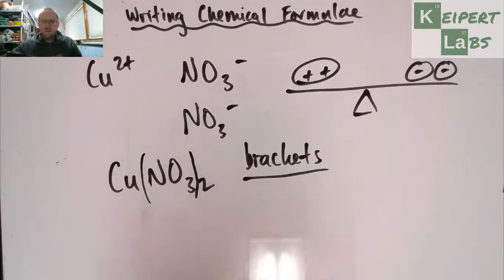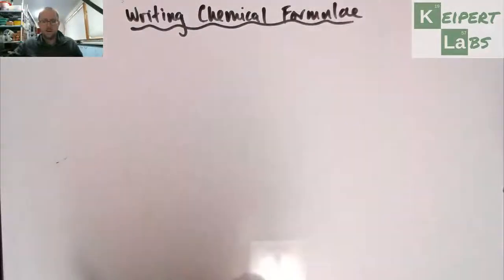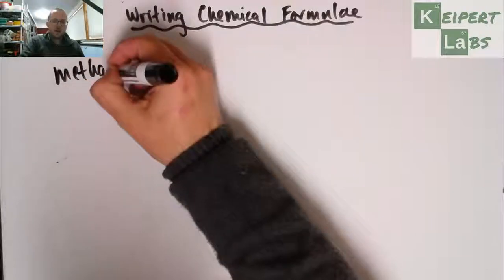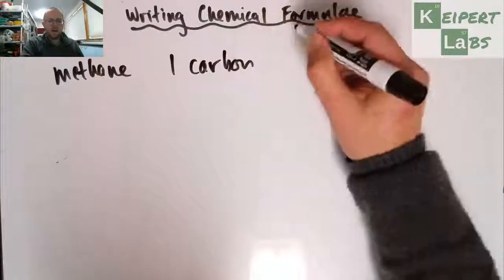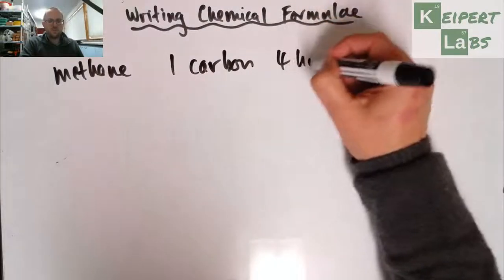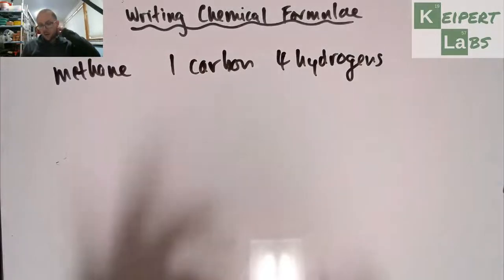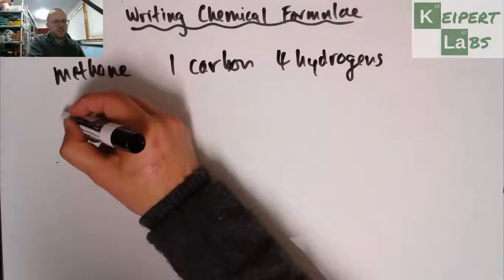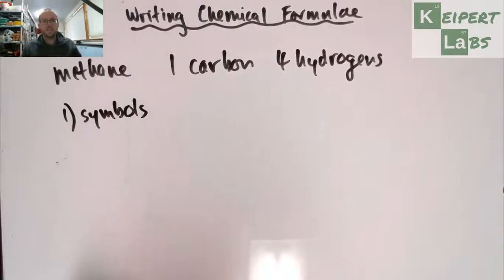So now, let's have a look at a last example of how you start from scratch to write a formula based on information. Let's say I'm going to talk about the compound methane, and I'm told that methane contains 1 carbon and 4 hydrogens. So I'm told that that's what the compound is like, and what elements are in there and how many there are. So the first thing that I need to decide is, what are the symbols that I'm going to be using in my formula?